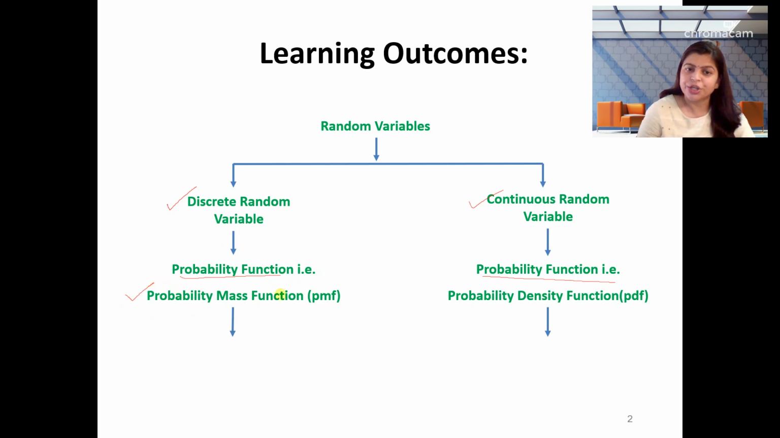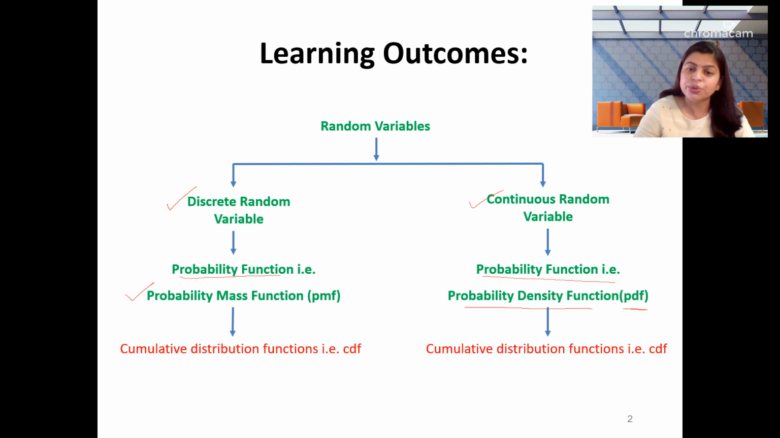If we have a discrete random variable, then its probability function is known as the probability mass function, or in short PMF. And if we have a continuous random variable, its probability function is known as the probability density function, or PDF. Now I am talking about cumulative distribution functions. As I told you, this cumulative function is very closely related to probability functions. So we are going to learn about the CDF for both cases, when we have a discrete distribution and when we have a continuous distribution.